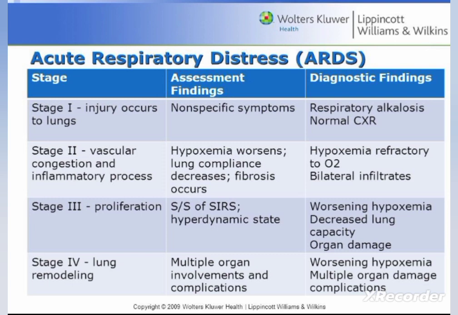And stage 4, here there will be lung remodeling. So due to this lung remodeling, there will be multiple organ damage and complications will occur. So remodeling will be mostly fibrotic changes, right? So the ventilation perfusion mismatch occurs, and the hypoxemia will be worsened, and ultimately the organs will be damaged. So that is the problem here.